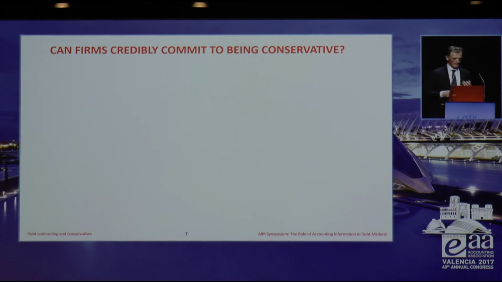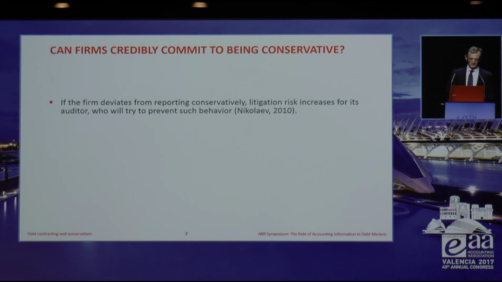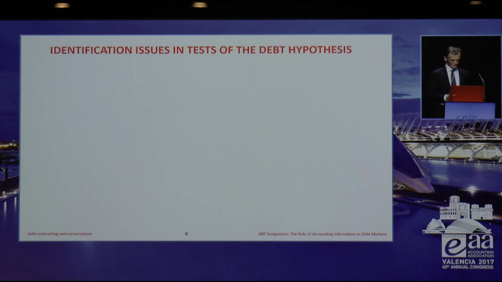One of the issues commonly raised by referees is, can firms credibly commit to reporting conservatively? The literature provides two answers. First is reputation, and second is litigation. Debt market relationships tend to be multi-period, and deviating from conservative reporting is likely to negatively affect firms' and management's reputation. The second explanation is that if the firm deviates from reporting conservatively, the litigation risk for the auditor increases, and therefore the auditor tries to prevent this behavior.